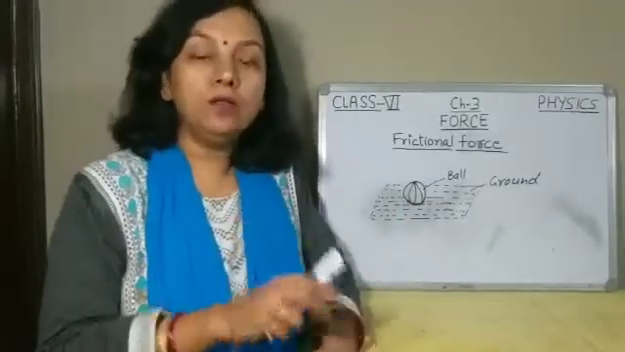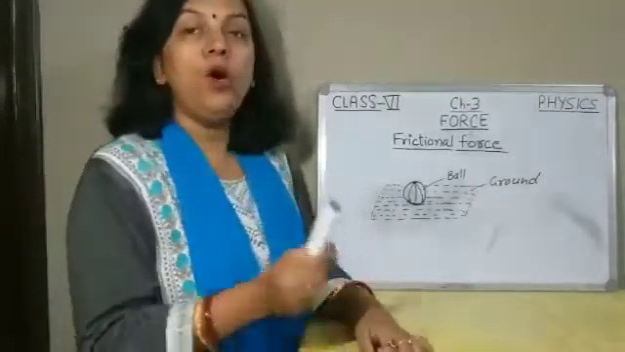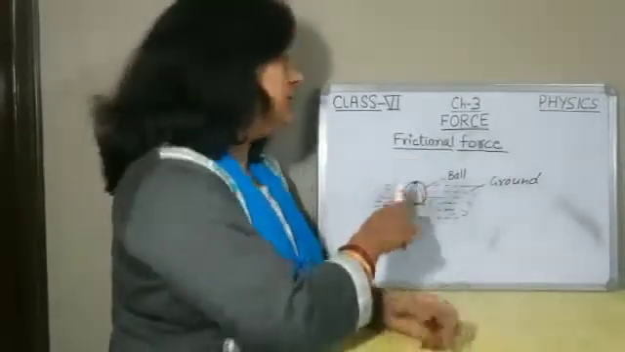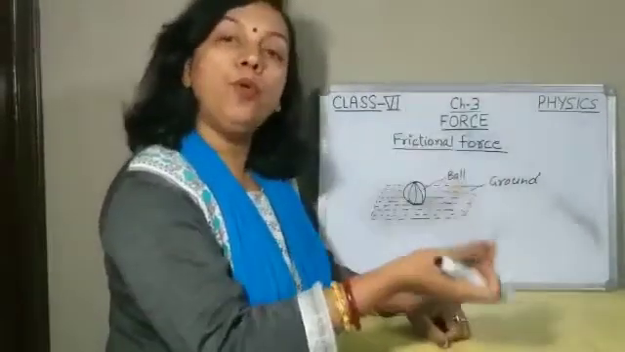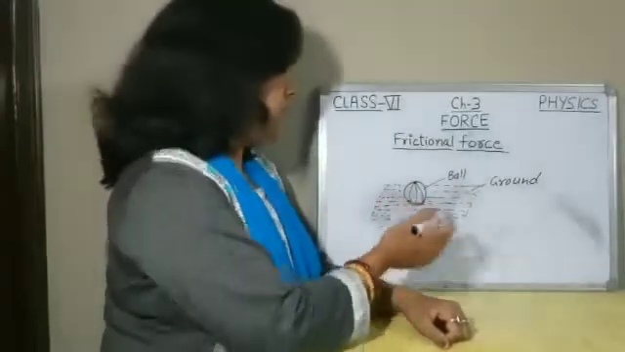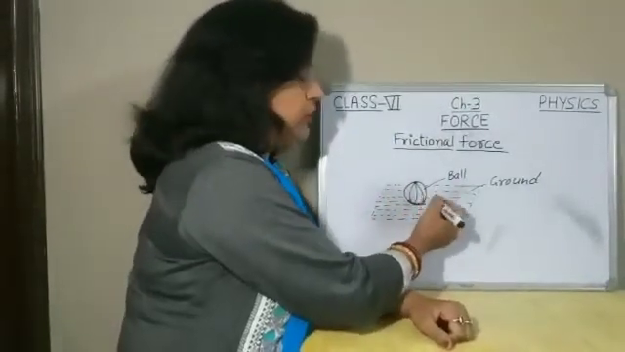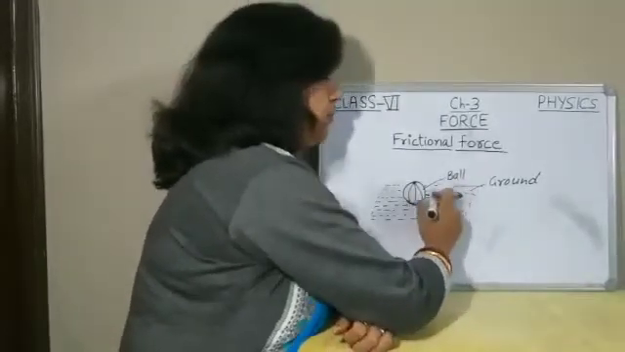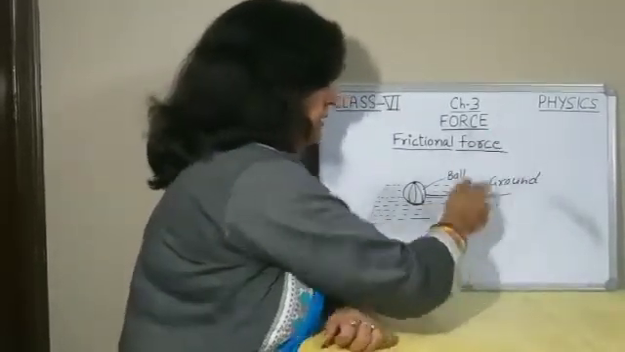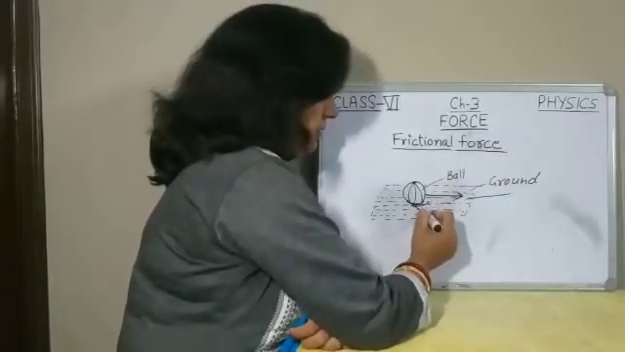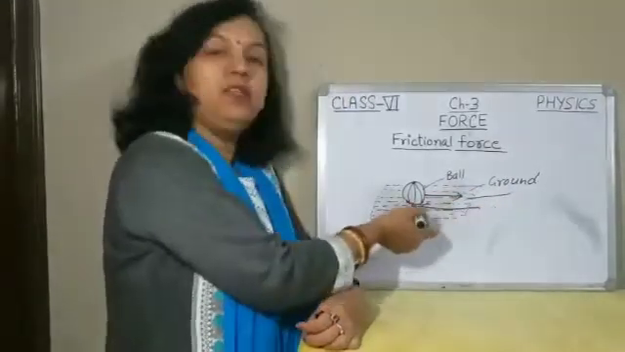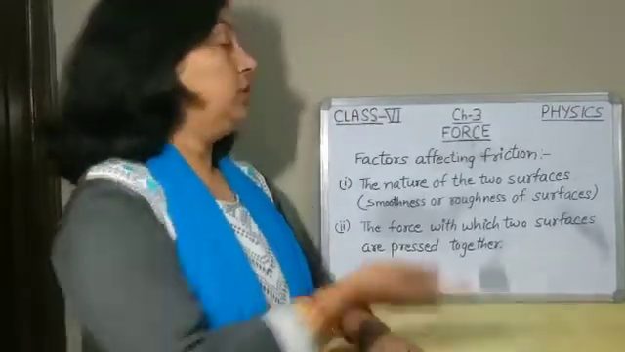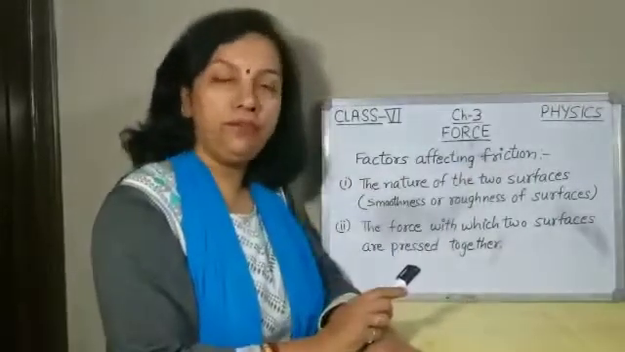Clear? Also remember, frictional force always acts on moving objects and its direction is always opposite to the motion. For example, if the motion of this object is in this direction, the friction will be in the opposite direction of the motion of the ball. Now we will know the factors affecting the friction.